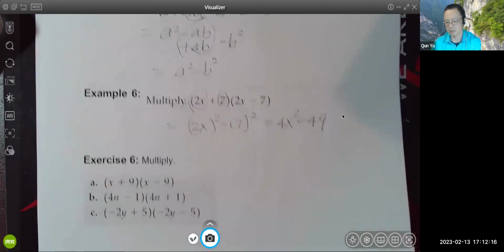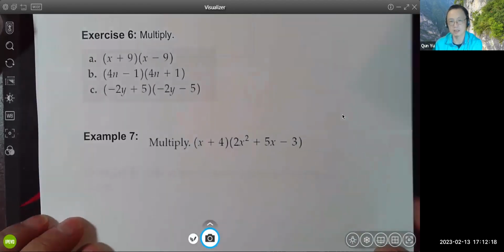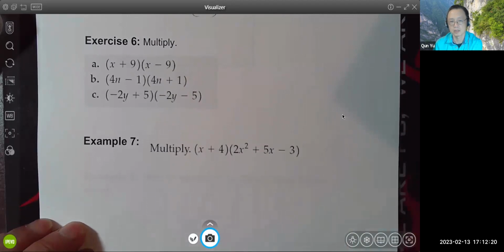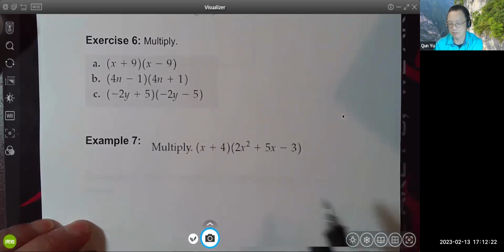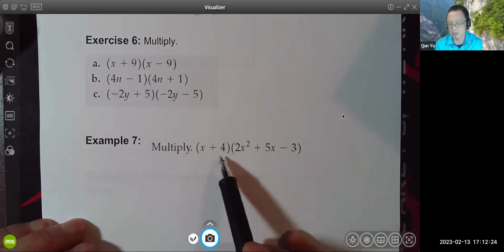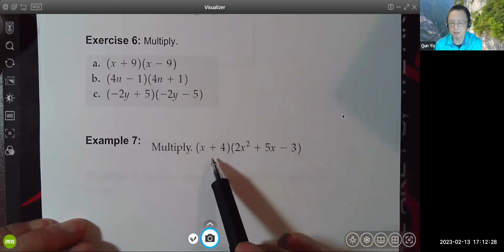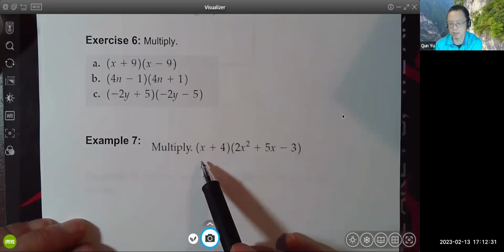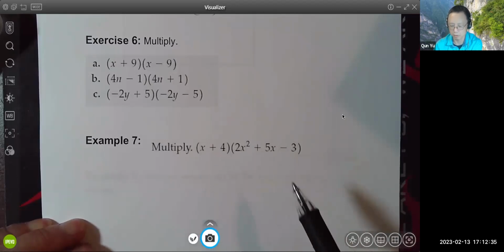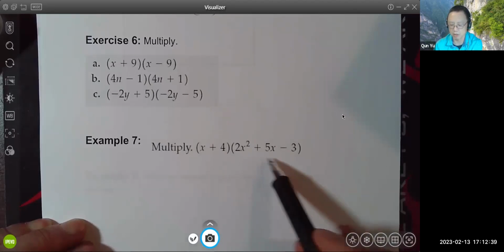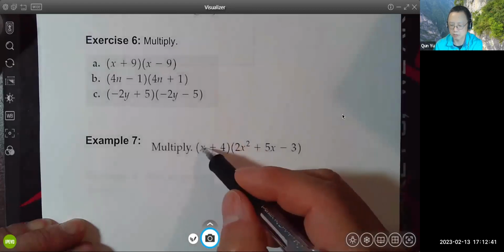Now, another set of exercise, move on to example 7. This time we multiply a binomial with a trinomial. Generally speaking, it still belongs to the category of multiply polynomials. We do distribution. There's no special formula when you have multiple terms. So we just distribute each one to the second one.